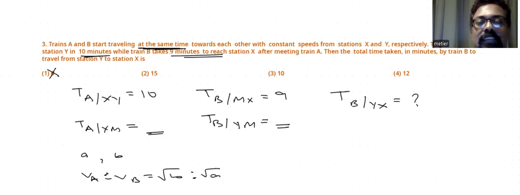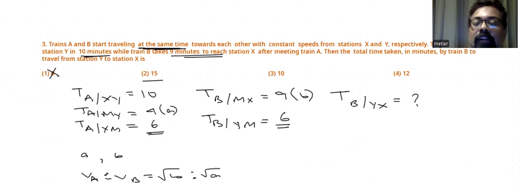Let's go with this. Now, if our answer is 15, train B takes 9 minutes here, the rest will be 6 minutes here, and train A will also be 6 minutes here. So the rest part, the time train A takes to cover MY, is 4 minutes. So this is our small a and this is our small b. So this ratio will be coming as 9:4. 9:4 under root means 3:2.